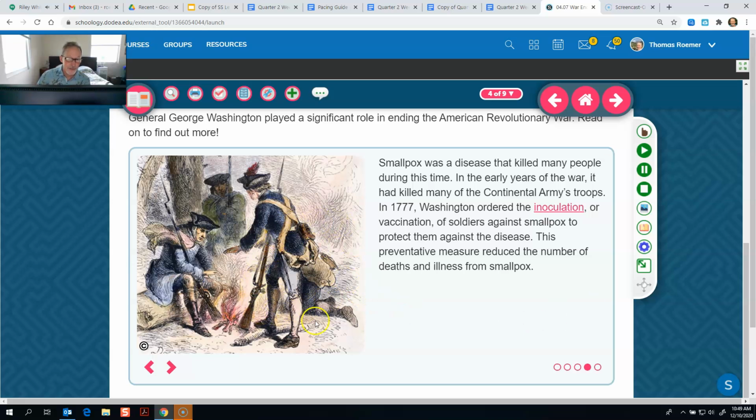Now, right here, you can see they're talking about smallpox. Smallpox was a disease, and it was killing off many people. Washington ordered an inoculation, like a vaccine, and that saved many of his troops from dying or getting that illness. So that's called leadership. He took that upon himself.